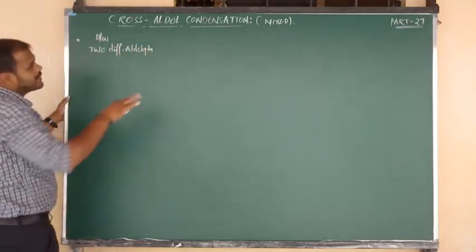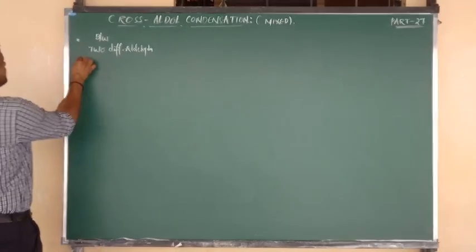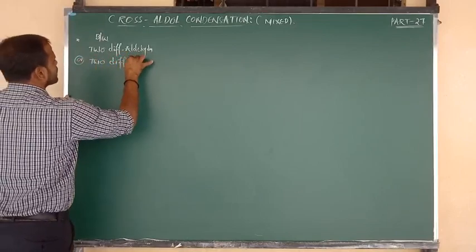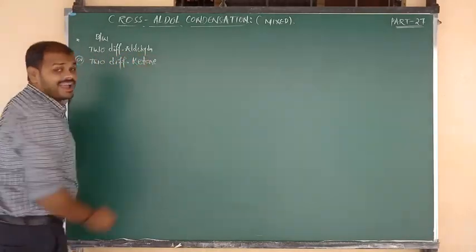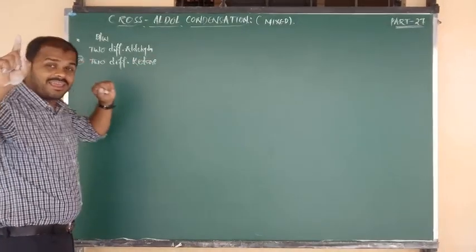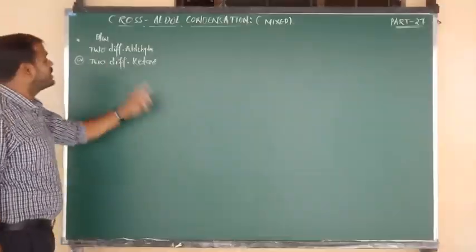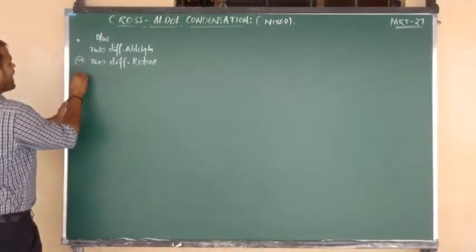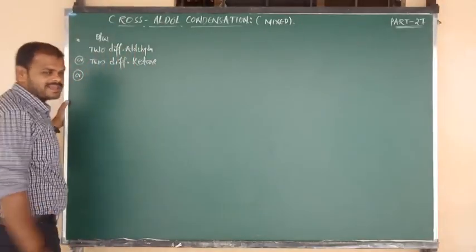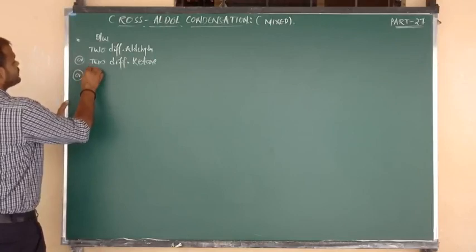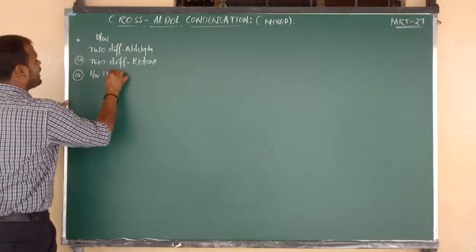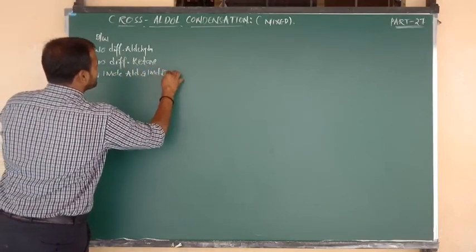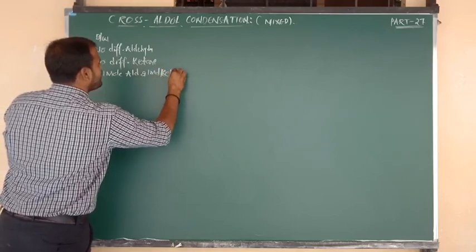And also we can say that cross aldol condensation takes place between two different ketones. But what about in aldehyde? In aldol condensation, two same aldehydes, two same ketones. But in cross aldol condensation, two different aldehydes, two different ketones. And also one more rule we can apply. Cross aldol condensation takes place between 1 mole of aldehyde and 1 mole of ketone. Very important. 1 mole of aldehyde and 1 mole of ketone.